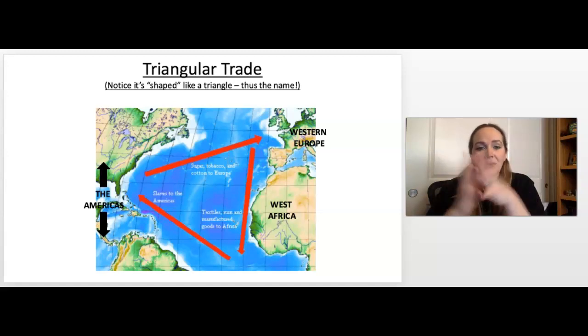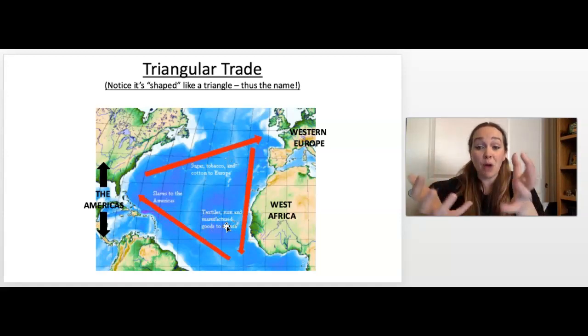Other goods traveled as well. Okay, as you guys can see on this little picture here, it's telling you from the New World, sugar, tobacco, and cotton is making its way over to Europe. And Europe is sending down textiles, which are finished cotton products like cloth that are sheets or blankets or clothing. Okay, rum and manufactured goods, things that are finished products.